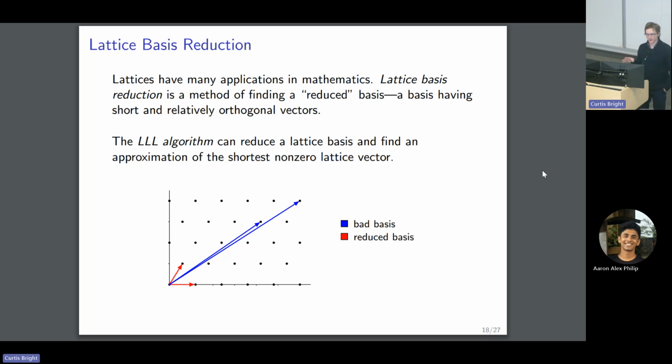What LLL will do, the famous lattice algorithm, is take that basis, like the blue vectors, and translate it into a good basis, the red vectors. The good basis consists of short vectors, whereas the bad basis consists of long vectors, although they do generate the same lattice. Okay, so that's how we can find short lattice vectors.